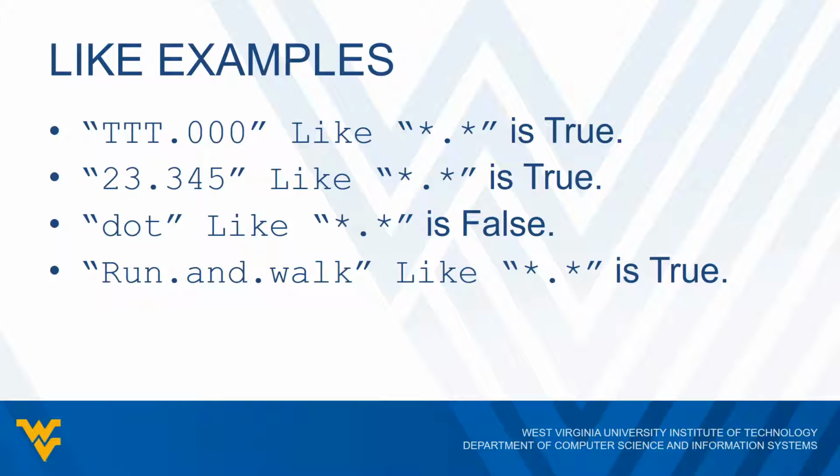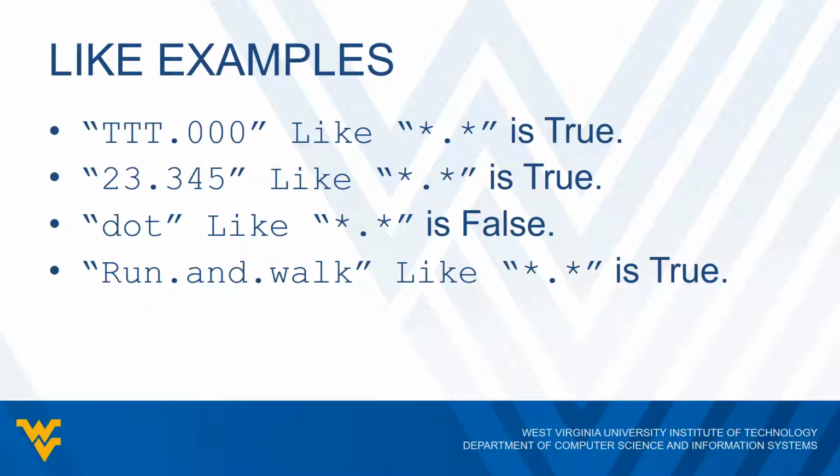Here's another one. This one looks a little odd. We have run.and.walk. Does that match our pattern? And the answer to that is yes, it does. You might think, well, wait a minute. Our pattern has 1 dot. Our string has 2 dots. How does this match? Well, you got to remember what we're saying here with our pattern. We have to have a dot, and then there could be any characters, any number of characters beforehand or afterwards. That does include a second dot.